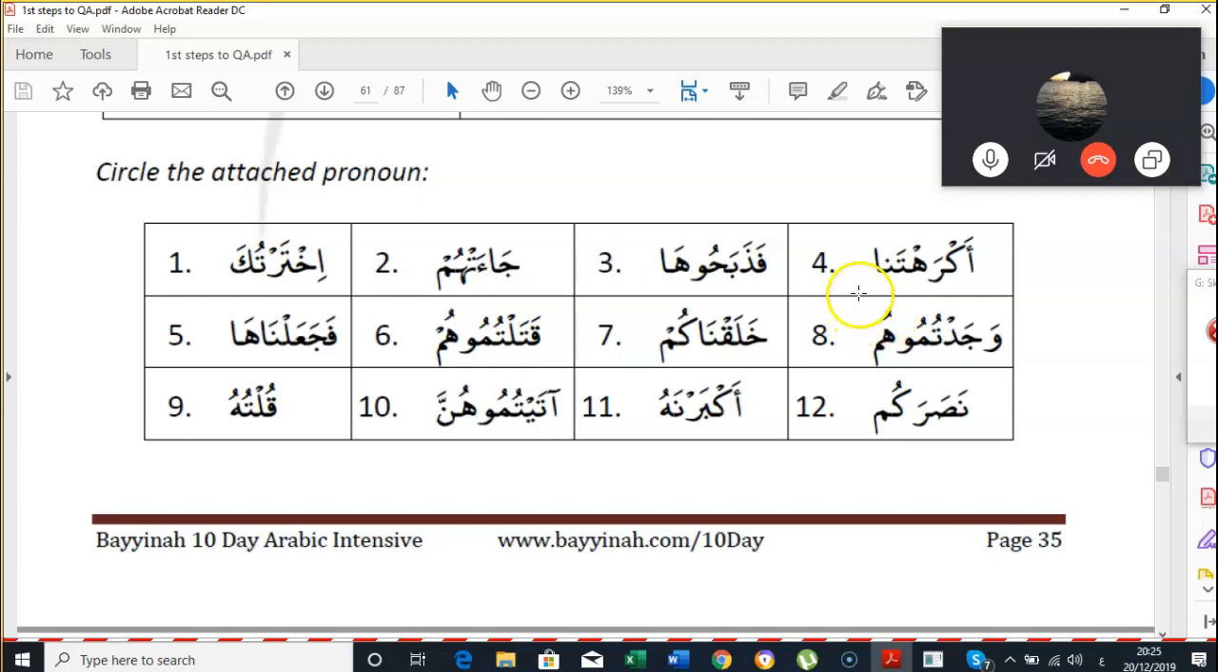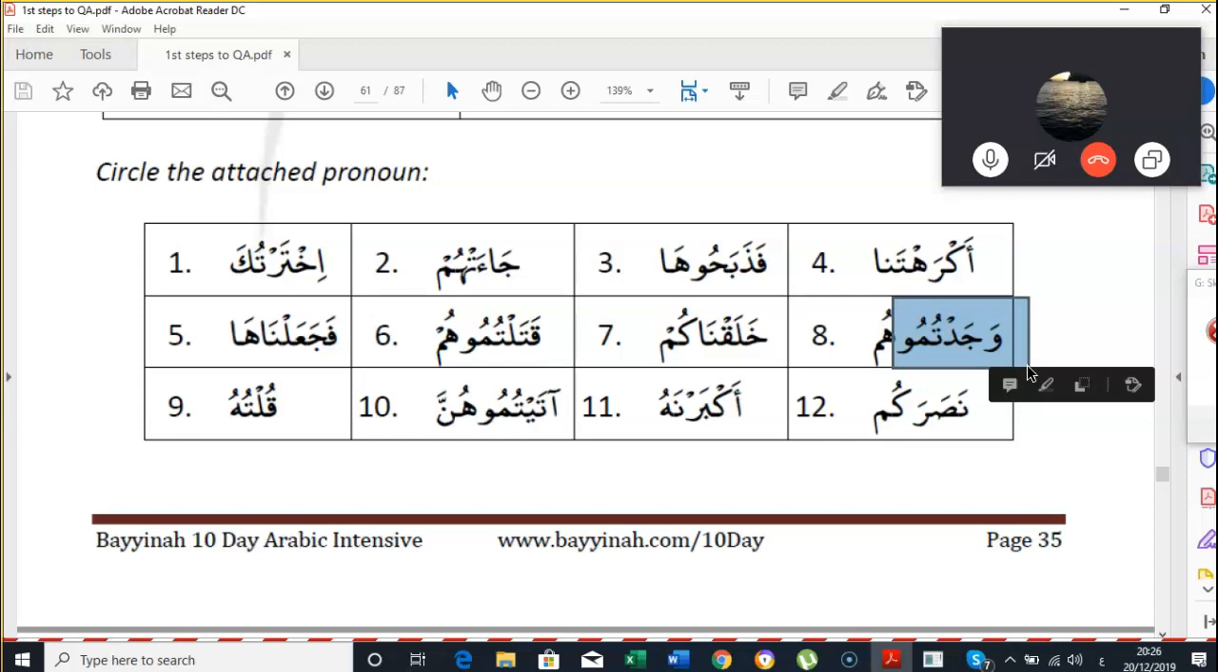Okay, so what's the process again? Separate the attached pronoun, then you translate it. Ignore it. No, you ignore it. Okay, وجدتموه. So yeah, وجدتموه. It means to find or found, past tense.